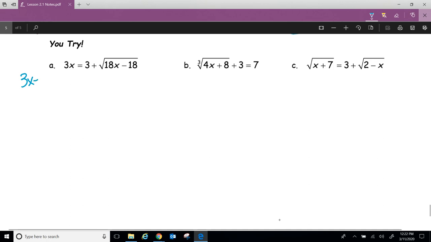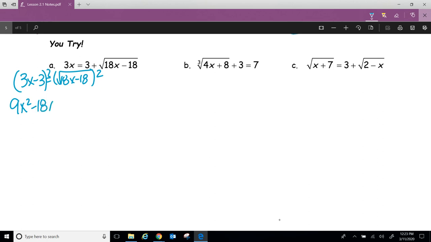So I've got 3x minus 3 is equal to my square root. I'm trying to get the square root by itself first. Then I'm going to square both sides. (3x)² would be 9x². And then I've got negative 3 times 3x, which is negative 9x, and 3x times negative 3, negative 9x. So that's going to be negative 18x, and negative 3 squared is 9. On the right-hand side, the square root and the square cancel each other out, and I've got 18x minus 18.